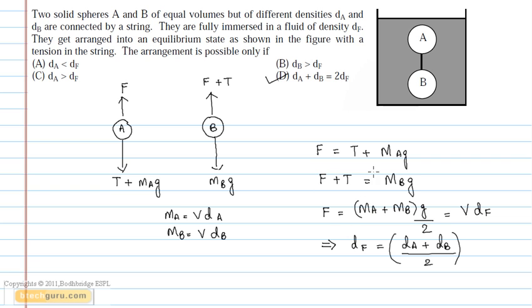Now looking at the diagram, it is clear that the density of sphere B is greater than the density of sphere A, that is dB is greater than dA. Also, according to equation 1, as dF is the mean of dA and dB and dB is greater than dA, using both these we get dB is greater than dF and dA is less than dF. Therefore, options A, B, D are the correct answers.